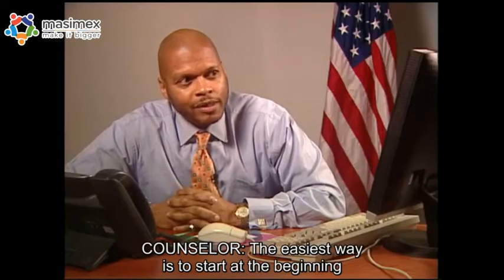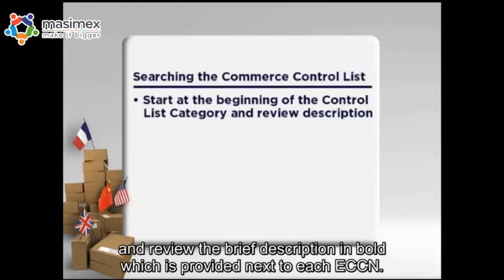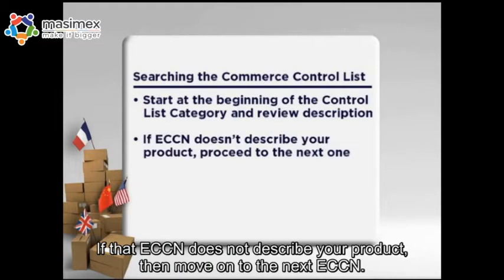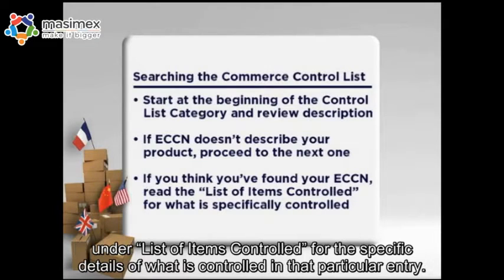The easiest way is to start at the beginning of the Commerce Control List category and review the brief description in bold, which is provided next to each ECCN. If that ECCN does not describe your product, then move on to the next ECCN. If you think the description may cover your product, then read further into the actual ECCN entry under List of Items Controlled for the specific details of what is controlled in that particular entry.